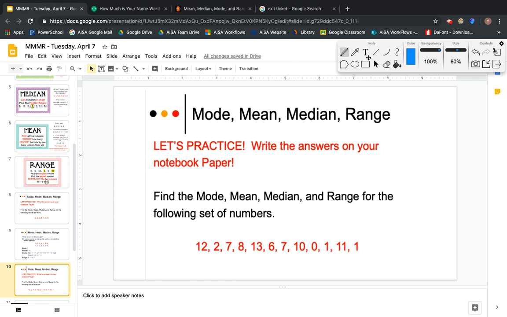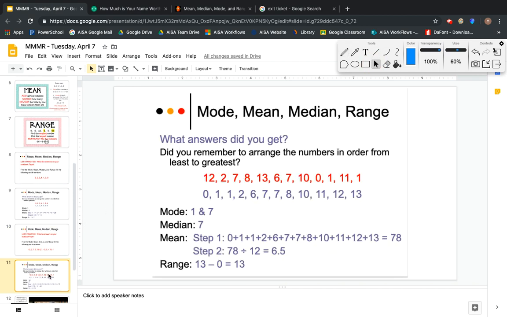So let's look at our set of numbers. So hopefully you remember to arrange your numbers in order from least to greatest. So looking at my first set again, these set of numbers were not in order from least to greatest. So hopefully you rearrange them. And looking at the set of numbers, I can see the number 1 repeated twice, and number 7 also repeated twice. So this set of numbers had two modes, 1 and 7.